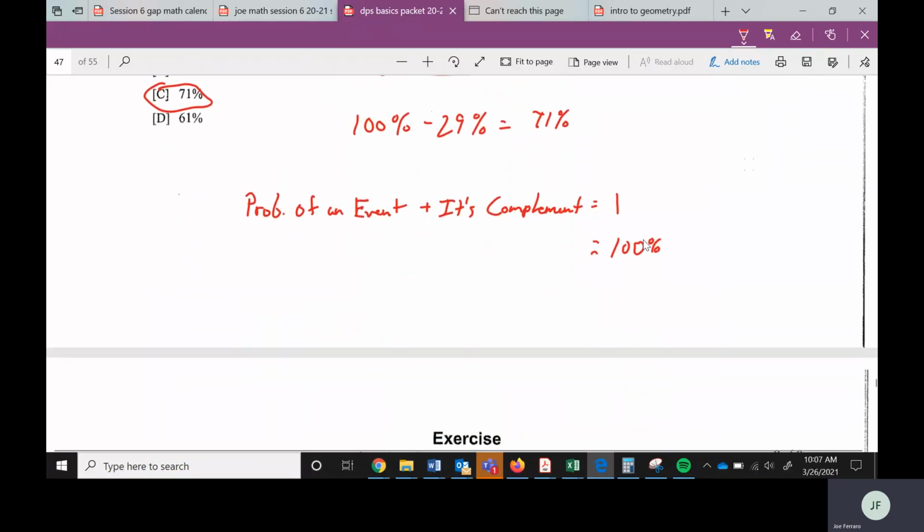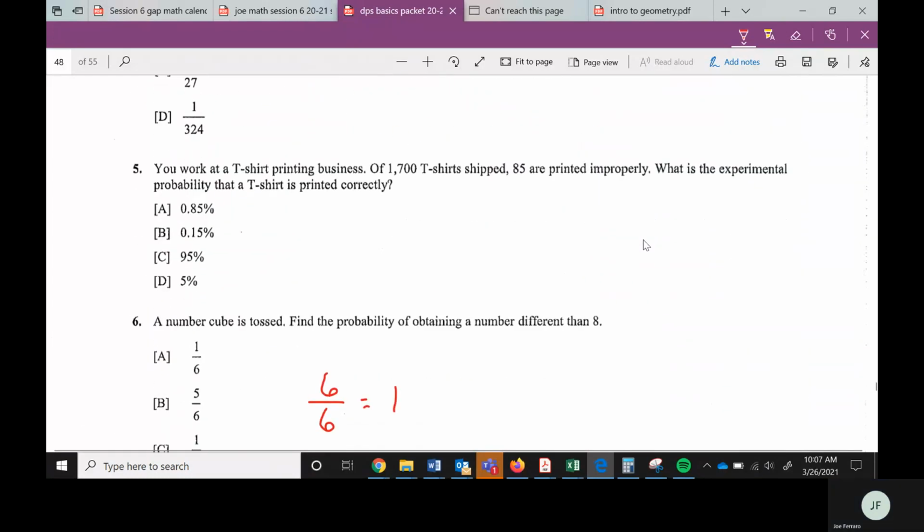Okay, we're going to go to number 5, another complement problem. It says you work at a t-shirt printing business. Of 1,700 t-shirts shipped, 85 are printed improperly. What is the experimental probability that the t-shirts are printed correctly? Okay, so there's 2 ways you could do this. So with the numbers they gave us, 85 out of the 1,700 are printed improperly. If you divide that, it comes out to be 0.05, or move that twice, 5%.